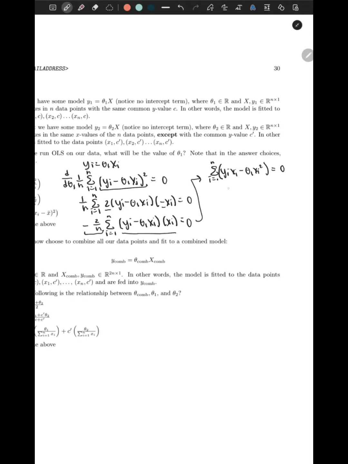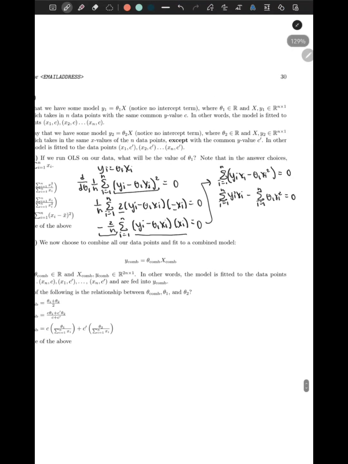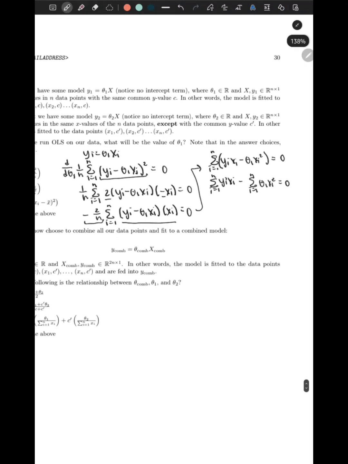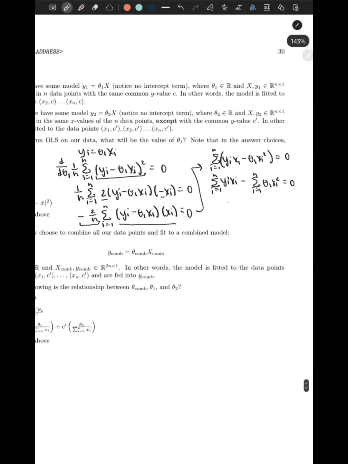So now I'm going to split this into two summations, the summation of yi xi minus the summation of theta 1 xi squared. And we're doing that because we want to get the theta by itself on one side of the equation so we can solve for what the optimal theta 1 should be. So now I'm going to move the second expression to the right hand side. I'm just going to add it. So now it's just equal to the summation i equals 1 to n of theta 1 xi squared. And I can just take the theta out of the summation because it's a constant.